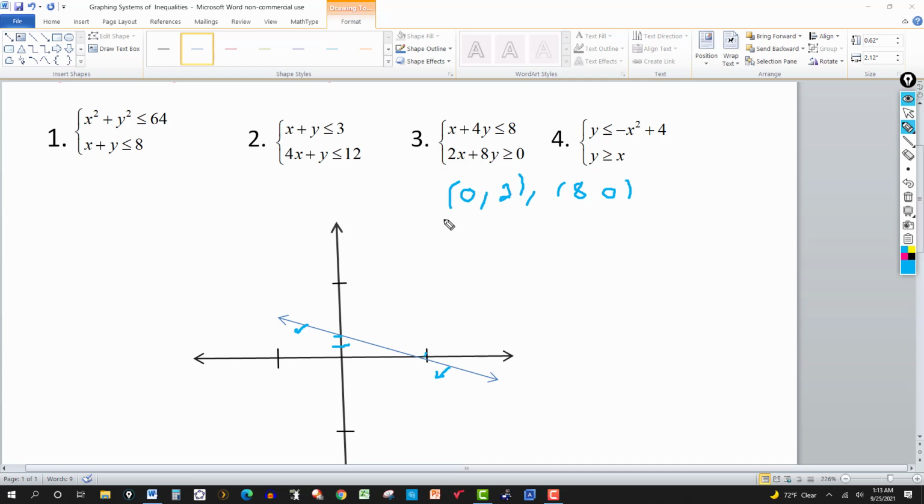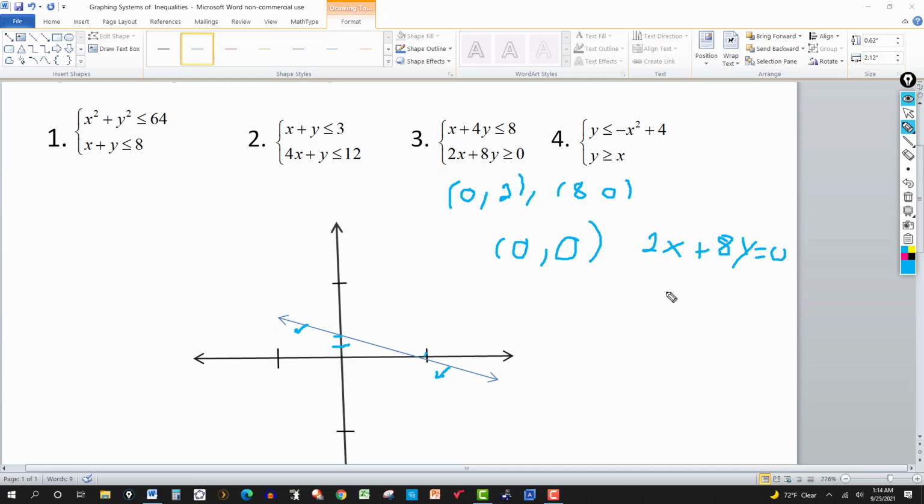Now for the next one, 2x plus 8y equals 0, so let x be 0. Then 8y equals 0, so the line passes through the point 0, 0. So let me write the whole equation here, 2x plus 8y is equal to 0. So replace the x by 0, and I get y to be 0. And if I replace the y by 0, x would be 0. I get the same point, so I've got to pick something else here.